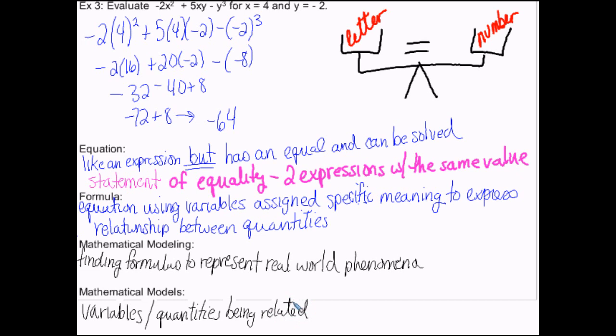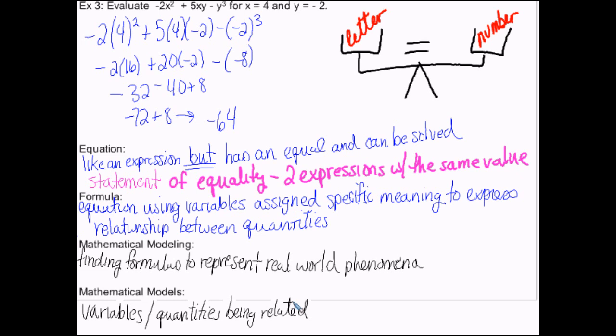Now, you can't always find a mathematical model for every real world phenomenon. Sometimes things seem like they relate to one another, but they're not really. Call that a correlation.